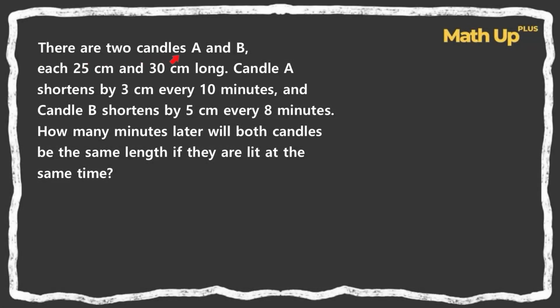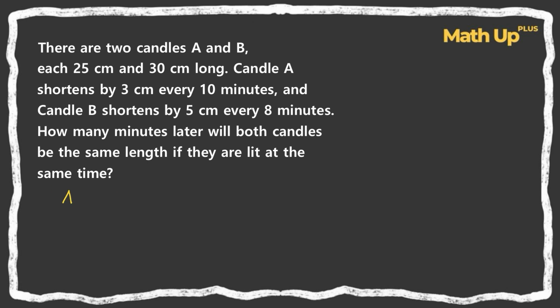There are two candles A and B, each 25 centimeters and 30 centimeters long. Candle A shortens by 3 centimeters every 10 minutes, and candle B shortens by 5 centimeters every 8 minutes. How many minutes later will both candles be the same length if they are lit at the same time?